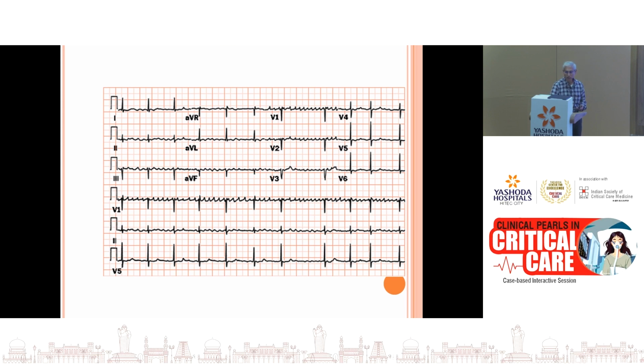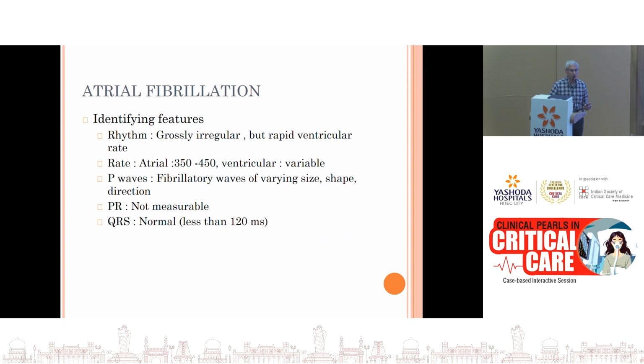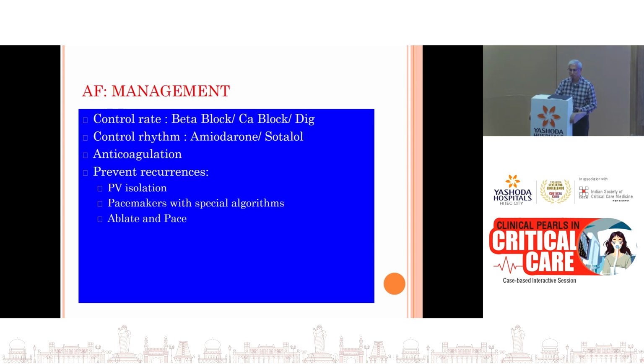So atrial fibrillation is recognized by the presence of a grossly irregular rhythm. The ventricular rate is usually rapid. The atrial rate is very fast, but the ventricular rate is variable. It won't be as fast as the atrial rate because many of the impulses are blocked in the region of the AV node. So instead of the normal P waves, you see fibrillatory waves of varying size, shape, and direction, and you cannot have a measurable PR interval. The QRS is usually narrow in this situation. This is how you recognize atrial fibrillation on an ECG.